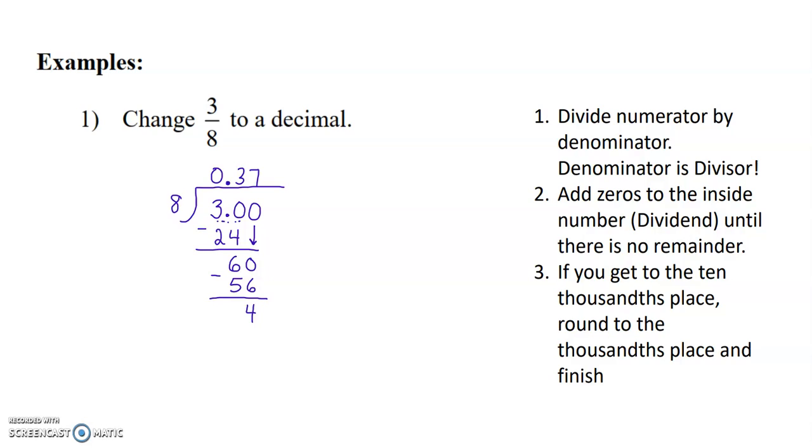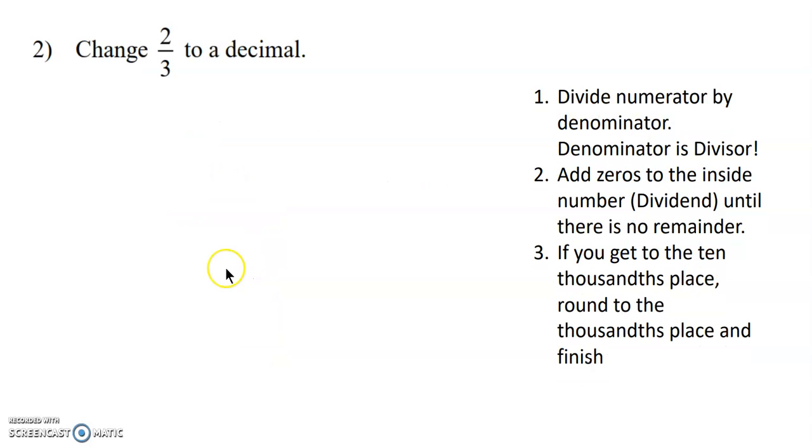Because we have a remainder, we're going to continue to add a 0 and bring it down. We divide once more here. 8 goes into 40, this time perfectly, 5 times. 5 times 8 is 40. So we're going to subtract and get a 0 remainder, and now our decimal has terminated. So as a decimal, 3/8 is equal to 0.375, or 375 thousandths.